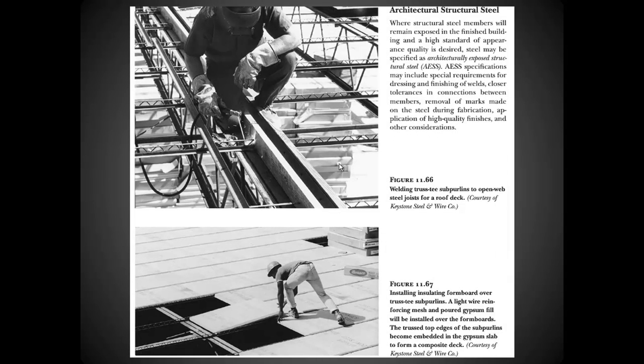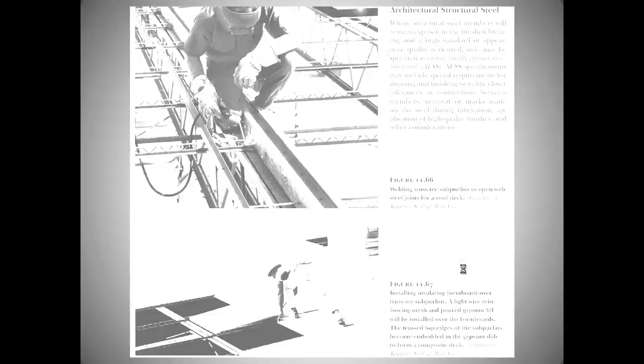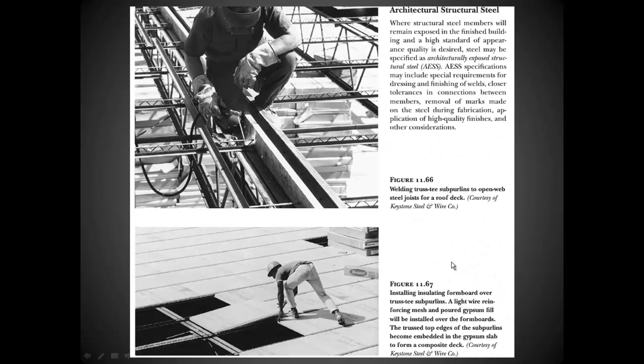This person is welding a truss T sub-purlin to an open web steel joist, and then, sorry about that, he's installing insulation foam board over those truss T sub-purlins. Then some wire reinforced mesh and poured gypsum fill will be installed over the foam boards, creating the upper composite deck. So a lot of this stuff may be put in layers.